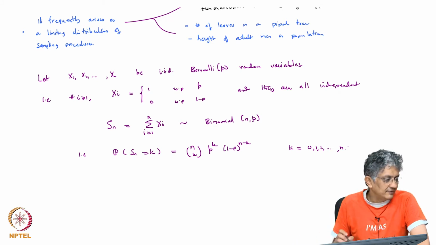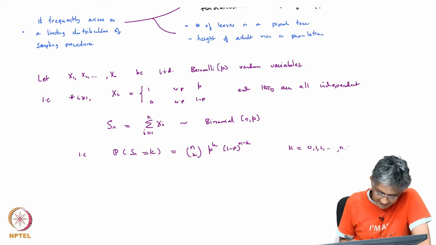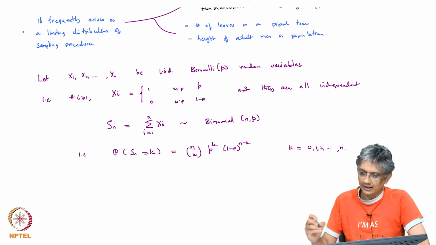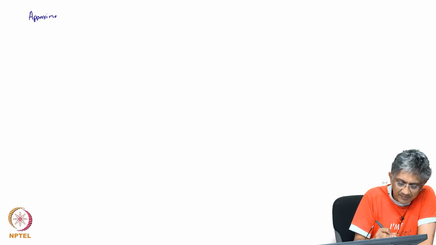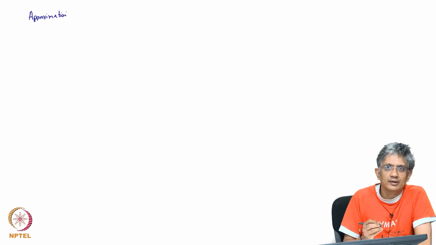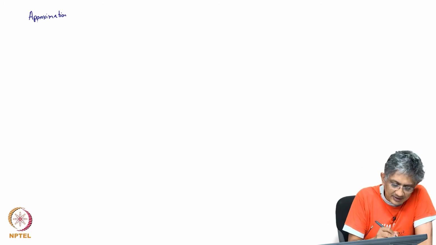So now we have already encountered this distribution before in the discrete setting. Let me move to the next page. So one approximation we have already seen. Let me call this approximation 1. An approximation already seen is the Poisson one. So let's recall this.